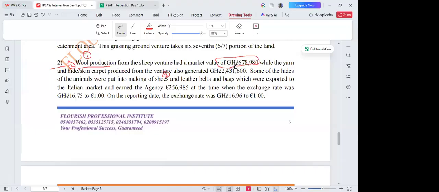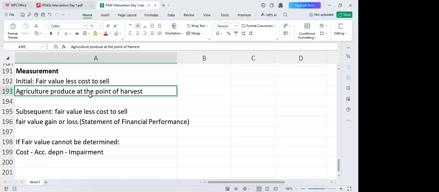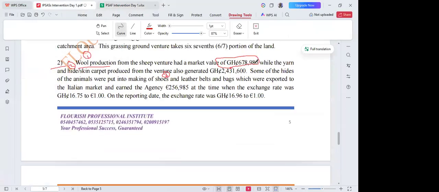So this is the answer for the second one. Our revenue here will be 678,980 only from the wool production. Why? The standard says that agricultural produce should be at the point of harvest. I emphasize that, and I was explaining that here. The agricultural produce should be at the point of harvest. So that's what we have there at the point of harvest. So that will be our revenue figure in that respect.